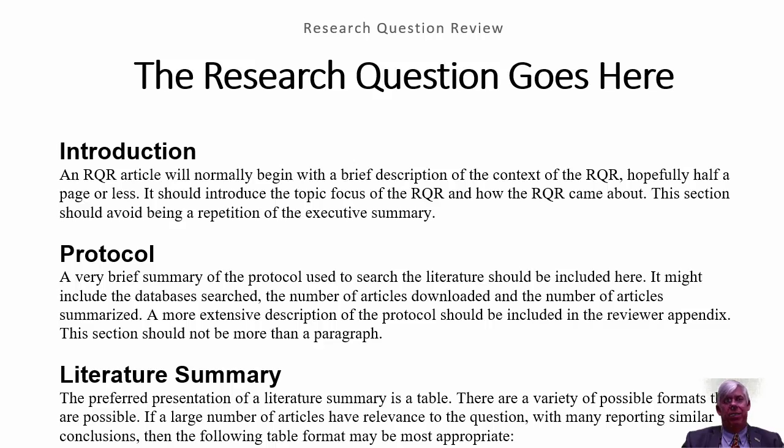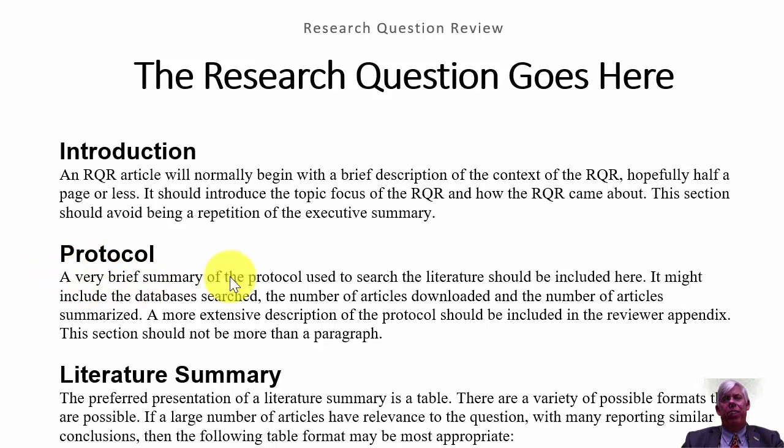So the research question review body is relatively simple because the meat and potatoes of this particular research type is a table containing findings. But normally you're going to begin with an introduction that just briefly describes how you came up with the research question that you're interested in. This should motivate the reader.